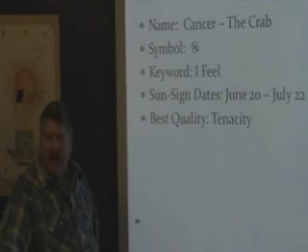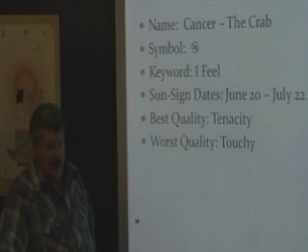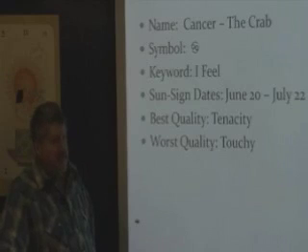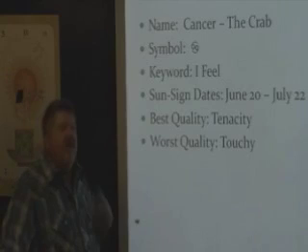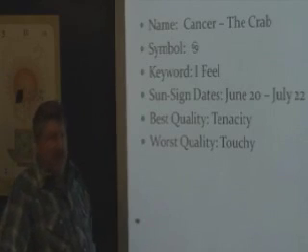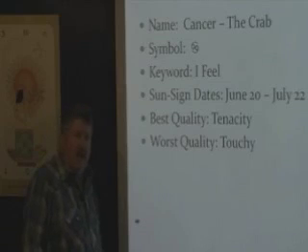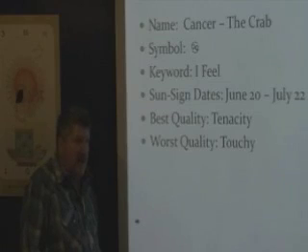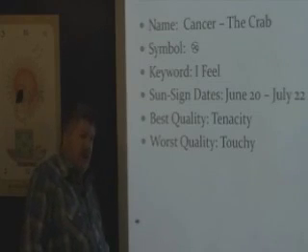This is the first sign where the best trait and the worst trait are dissimilar to one another, because the worst trait is touchiness, which is a form of hypersensitivity, taking things very personally. So the crab has an exoskeletal system. The shell is on the outside, inside is tender flesh. And so Cancer persons can take things very personally.